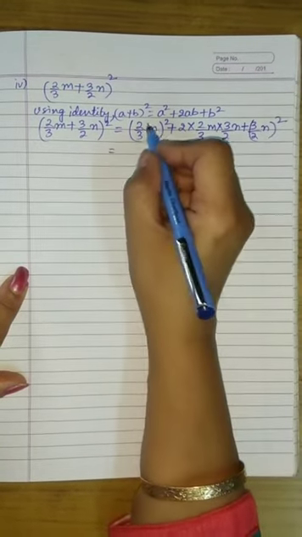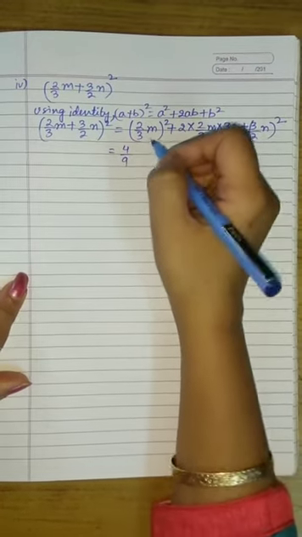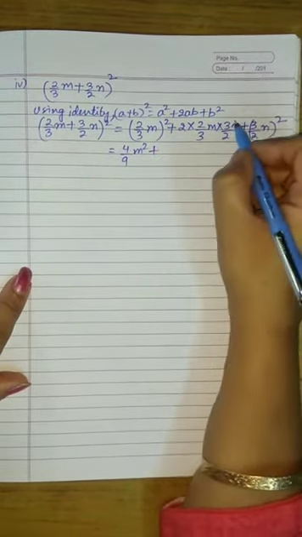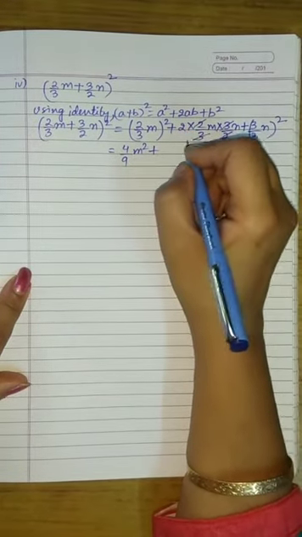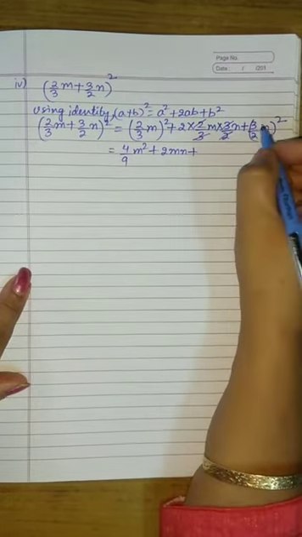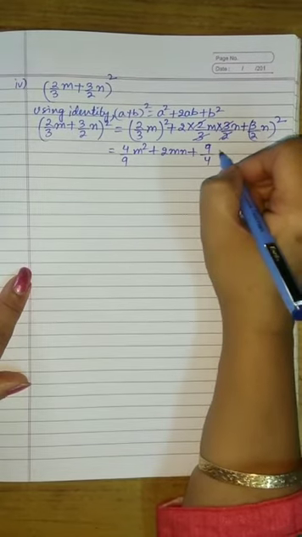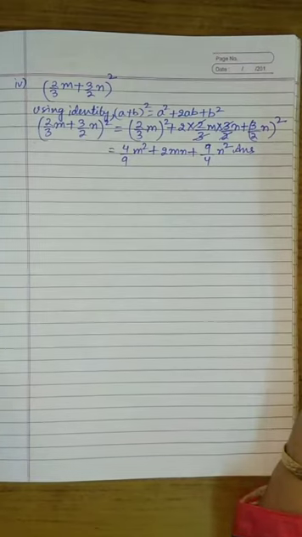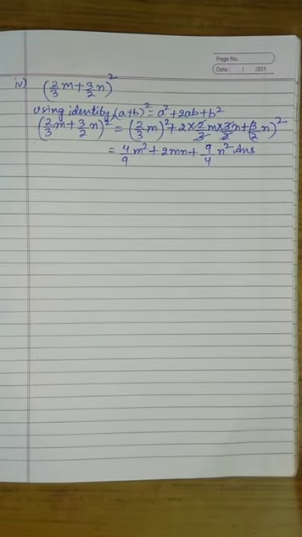So it becomes (2 by 3) square, means 4 by 9, then m square, plus here 3 and 3, 2 and 2 will cancel. We are left with only 2 in the middle term. So it becomes 2mn plus (3 by 2) square is 9 by 4 n square. So this is our answer: 4 by 9 m square plus 2mn plus 9 by 4 n square.